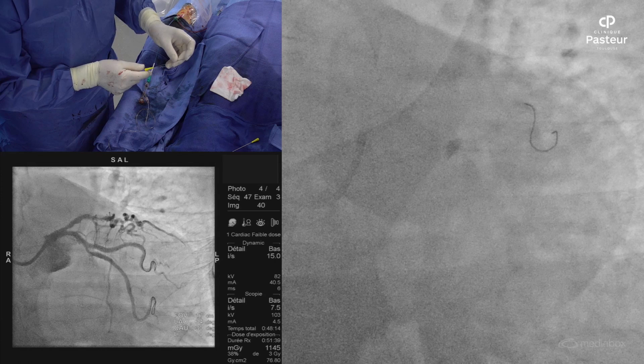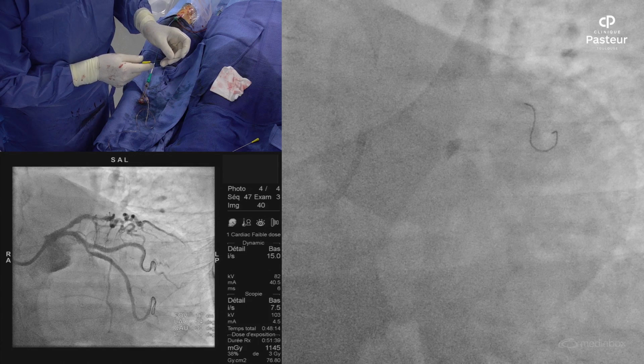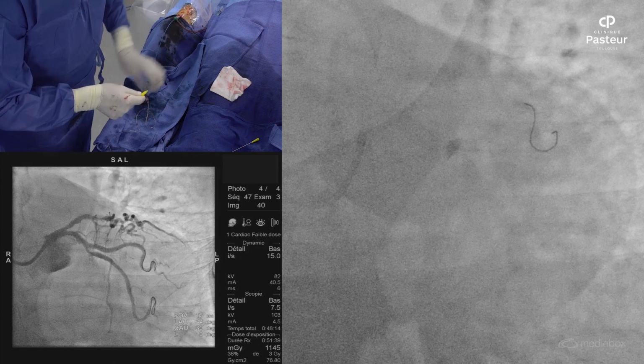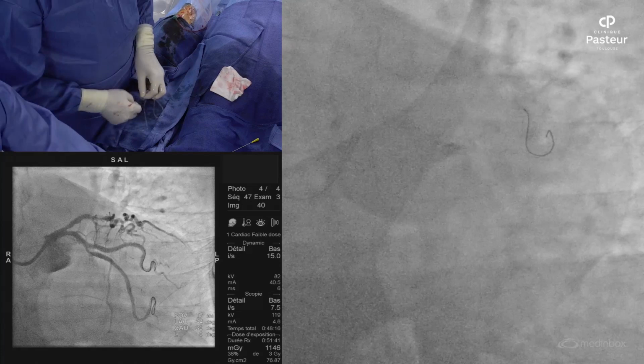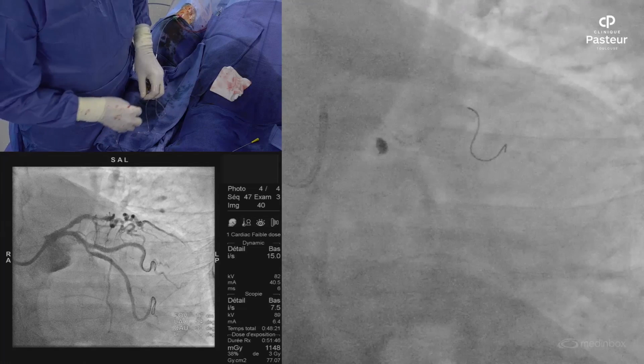When you want to, you have to rotate the wire like a drilling to advance the wire through the tortuosity. It's very difficult to be sure that you avoid the dissected area. That's the difficulty here now. Anyway, we try, it's okay here, to advance the second wire inside.